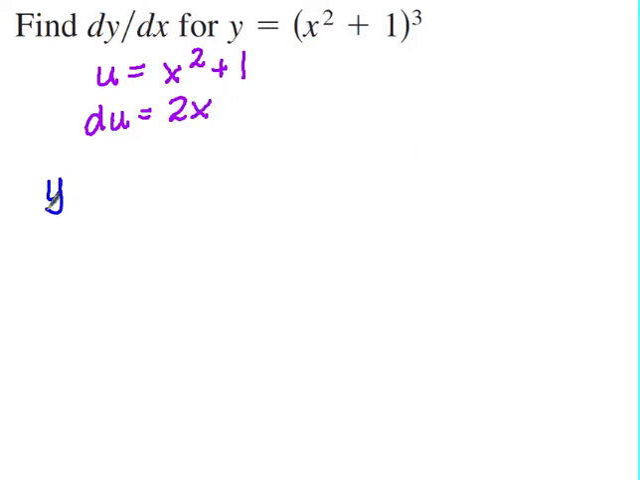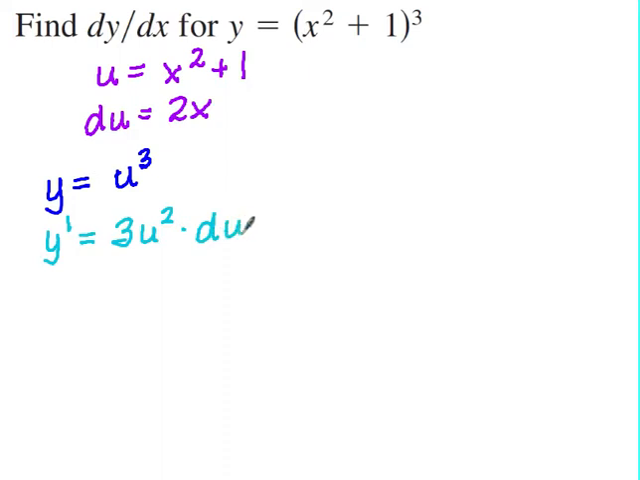The last thing I need to do is write this in terms of u. And what is it in terms of u? u cubed. Okay. So, before we go on, are we okay? All right. So now I want you to find the derivative of u cubed. What would the derivative of u cubed be? Good. 3u squared.